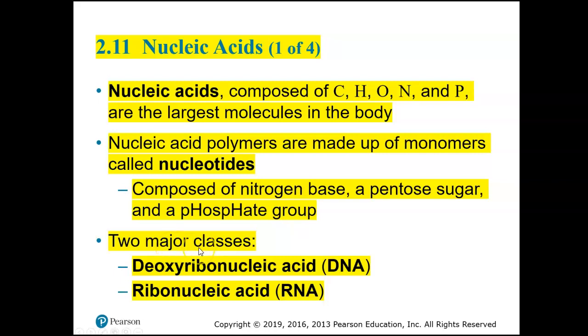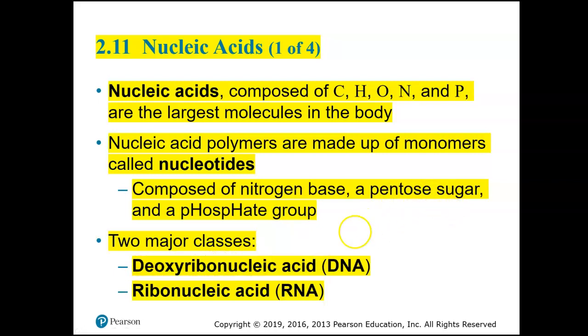Anyway, there are 2 major classes of nucleic acids. There's DNA and RNA. And of course, the long name for DNA is deoxyribonucleic acid, and RNA is ribonucleic acid. DNA contains the code for our genes, that code for our traits. So the deoxyribo is telling you the sugar. The pentose sugar in DNA is deoxyribose.